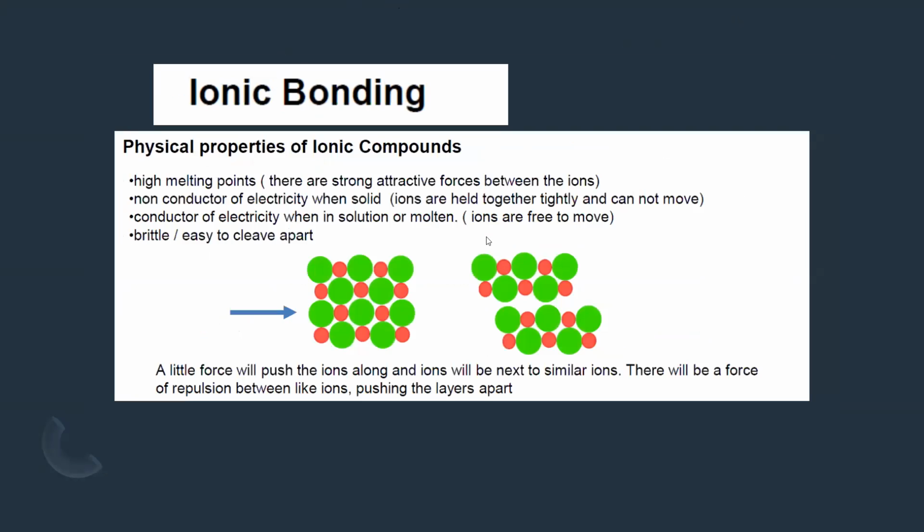Then the properties of ionic compounds: they have a high melting point, and they do not conduct in the solid state because the ions are not free to move, but they can conduct in the molten or aqueous state. And they are brittle, meaning when you apply a force, they break down without showing any deformation, so we call them brittle.